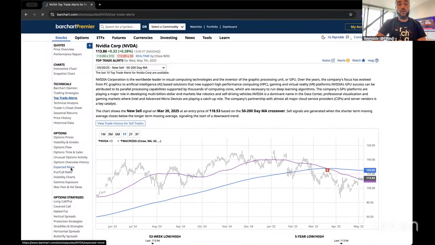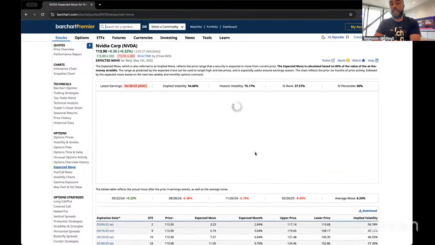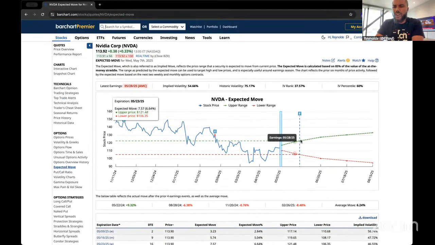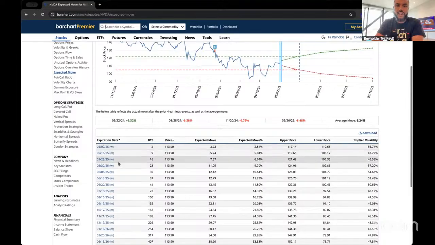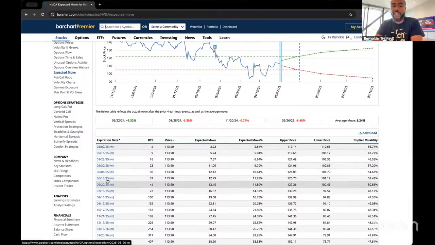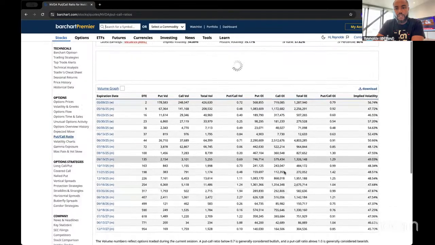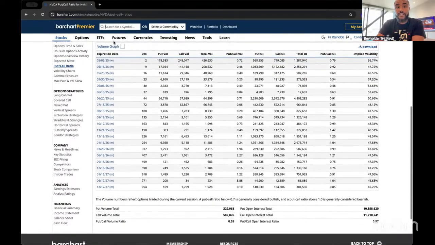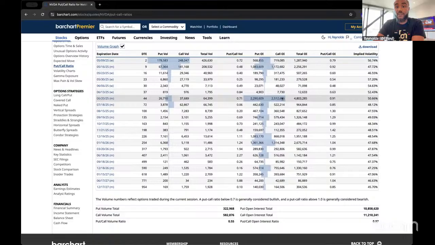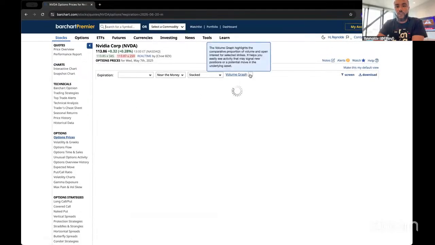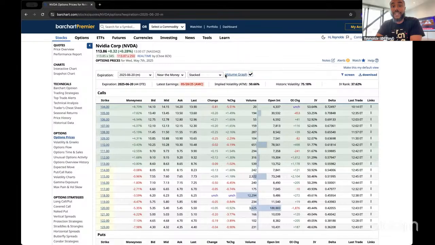Also, expected move is another great page where you can see sort of what option traders are trading, right? What are the price ranges that they're looking at in terms of volatility? Also, the put call ratio is another great tool where you can come in here and turn on this volume graph and see what expiration date people are trading and what exactly it is, puts, calls. So if I click on this, it'll show me even deeper into this particular.